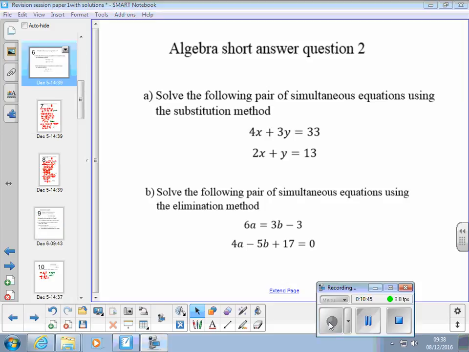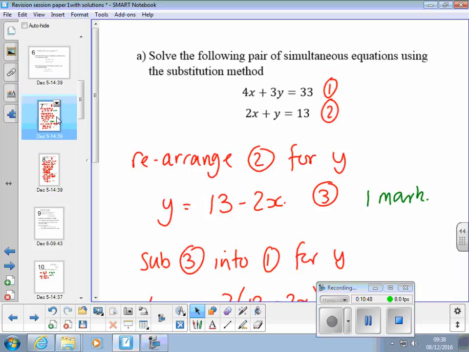Looking at the answers to this now, I've gone one way. There are arguably two ways that you could do this by substitution method. I've chosen to rearrange equation 2 for y. You could rearrange equation 1, but in this case, the reason I've done that one is because y is on its own. It's got no number in front of it, so it just makes it the easiest one to pick. So if you've chosen equation 1, but ended up with the same answer in the end, you'll get the same marks going along.